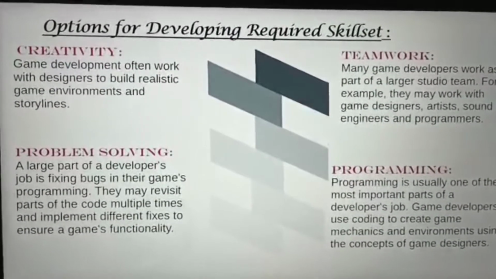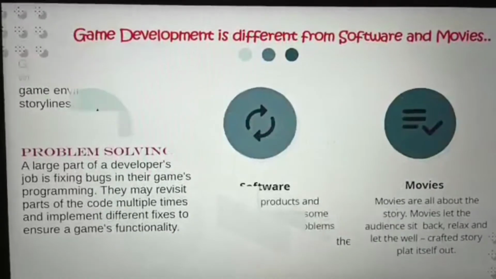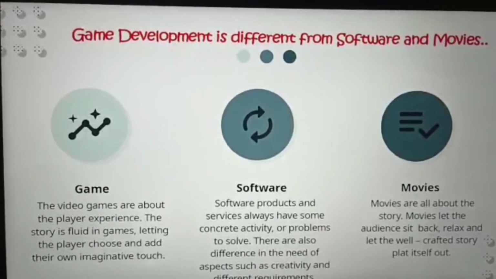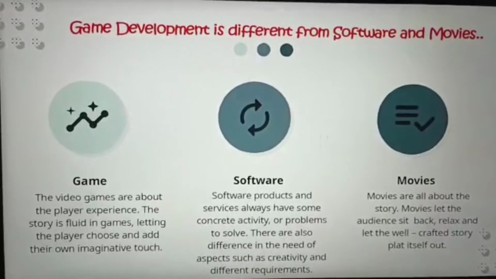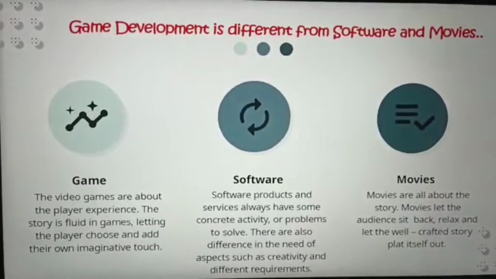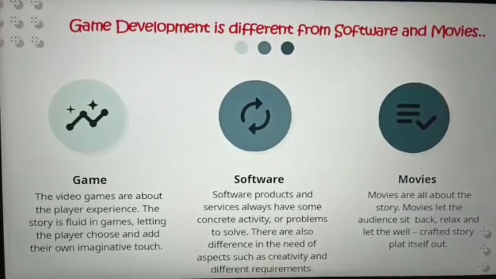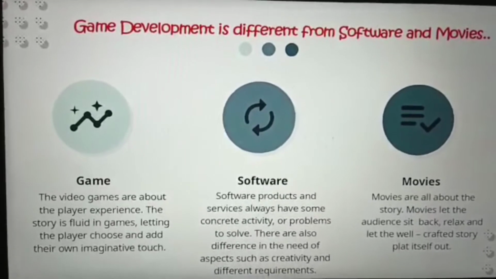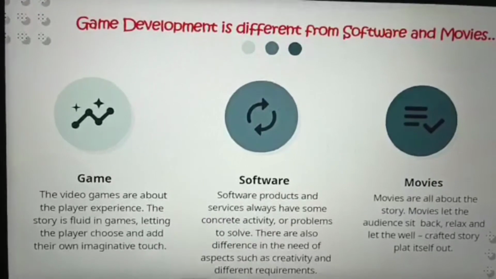And on this side, Sandhya, moving towards the final part, which is how it is different from software and movies and what the elements of game development are. So, how is game development different from software and movies? Firstly, we know about game, software and movies and their differences. The first one is game. Video games are about the player experience. The story is fluid in games, letting the player choose and add their own imaginative touch.